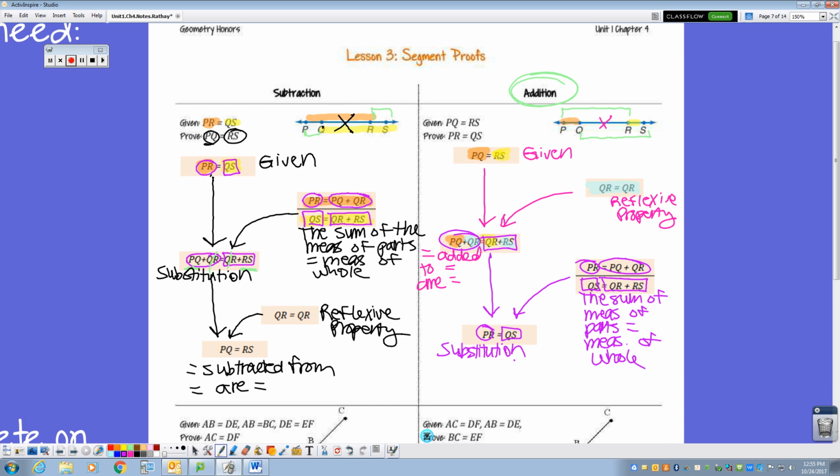These two proofs have the same 5 steps, but because one of them is adding segments and the other is subtracting segments, the 5 steps are just in the exact opposite order.